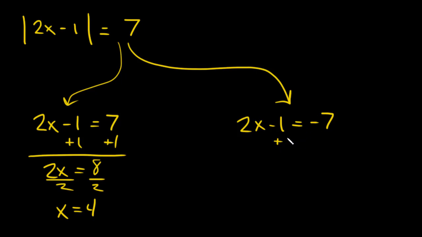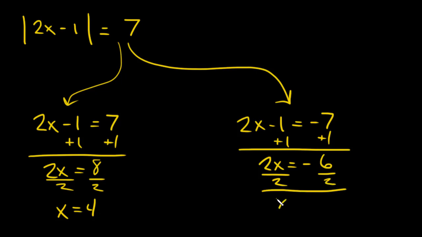Over here, plus 1, 2x equals negative 6, divide by 2, x equals negative 3. Did it work? Well, let's check. 2 times 4 is 8, minus 1, 7, absolute value 7, 7. That one worked. Now let's try negative 3. 2 times negative 3 is negative 6, minus 1 is negative 7, absolute value negative 7, positive 7. It worked. Alrighty, let's do another one.